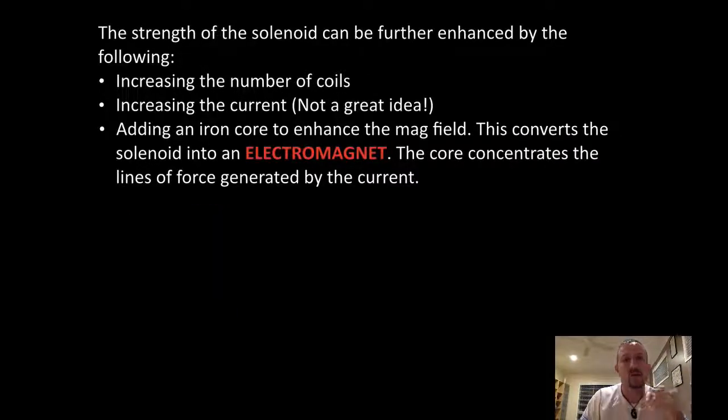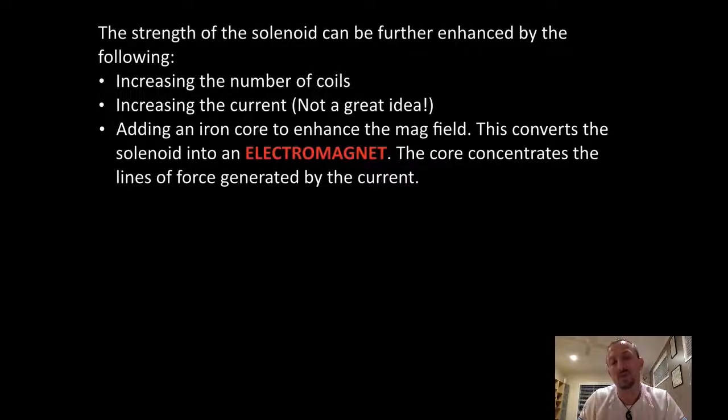Okay, so we can increase the strength of the solenoid in the following ways. We can increase the number of coils, so put more coils on, and you can see straight away if you substitute that into the equation, you're going to increase the field strength. We can increase the current, and we've already stated that increasing the current is not a good idea because obviously you're going to generate more resistance. Resistance generates heat. Heat can cause a fire.